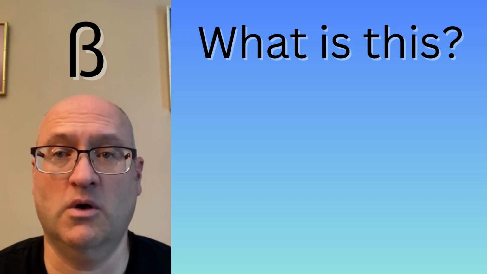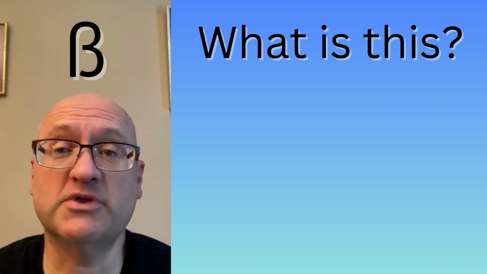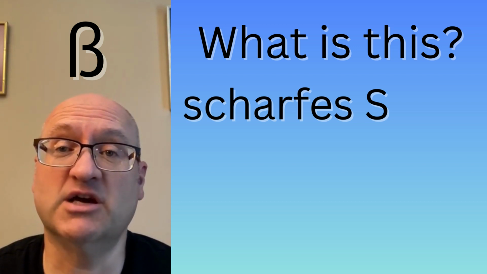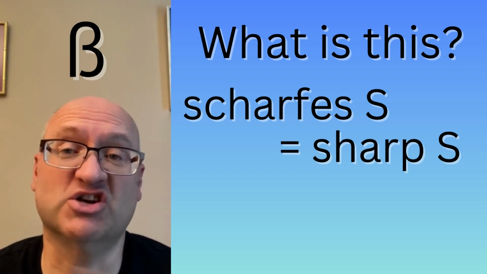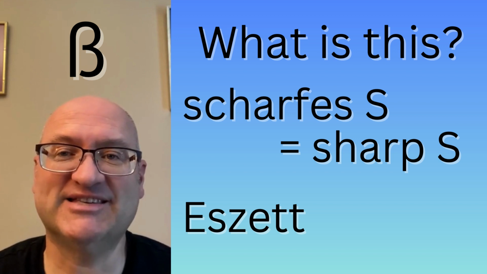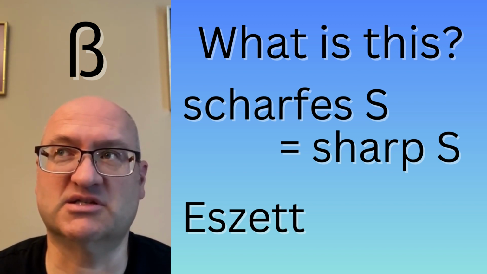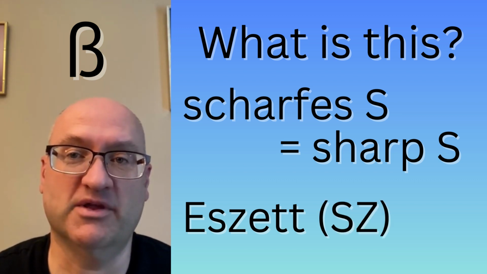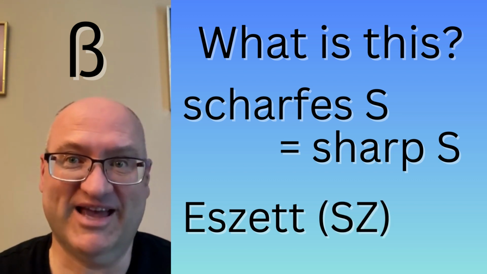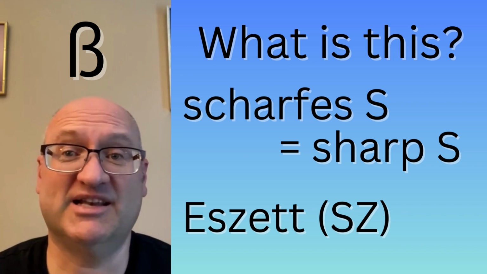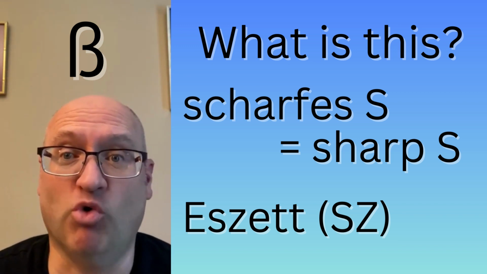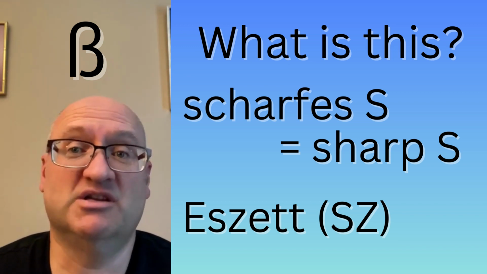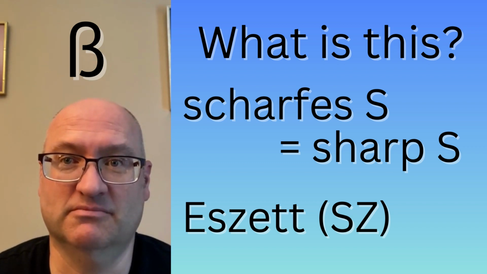In German, we have several names for this letter. One of them is scharfes S, which means sharp S. Another one is Eszett, which is based on one of the alternatives of spelling it with an S and a Z, which in German is Eszett. That doesn't explain, though, what it is, what it does, why it even exists.